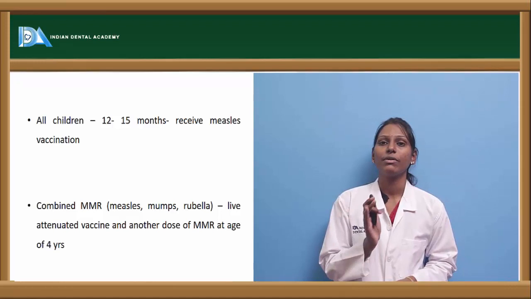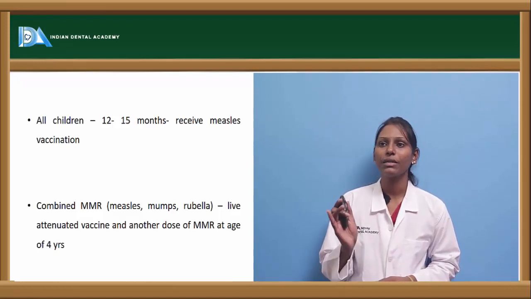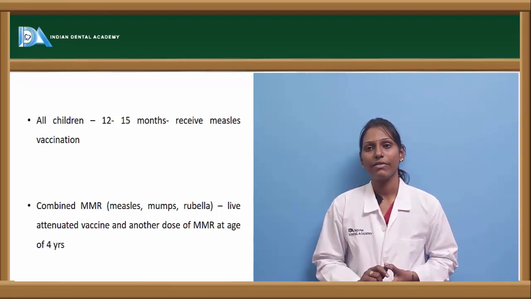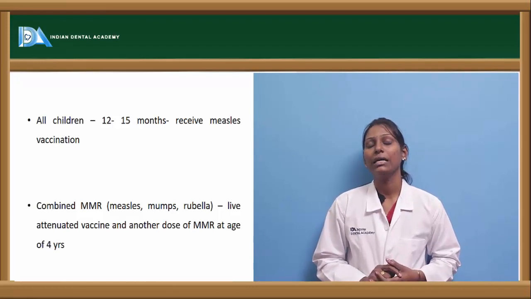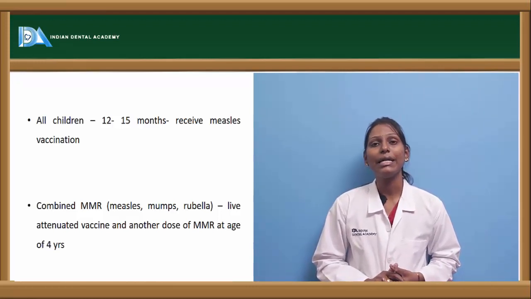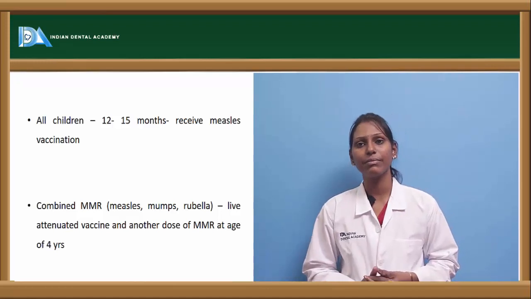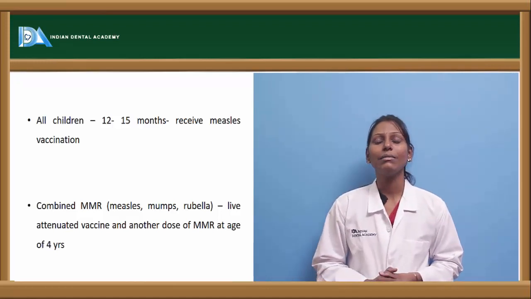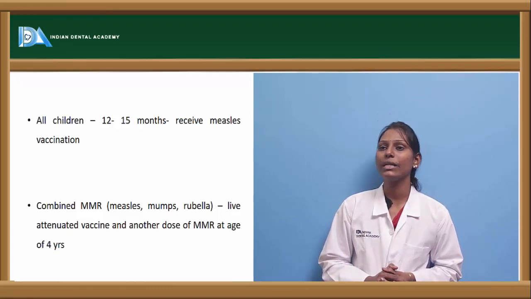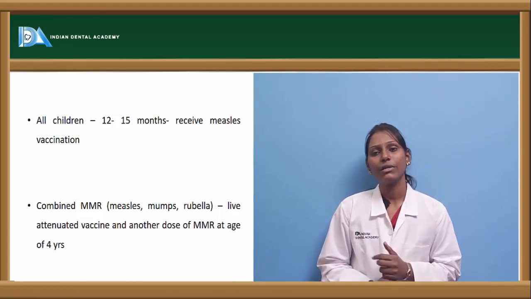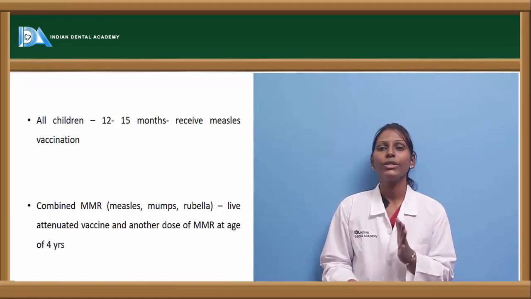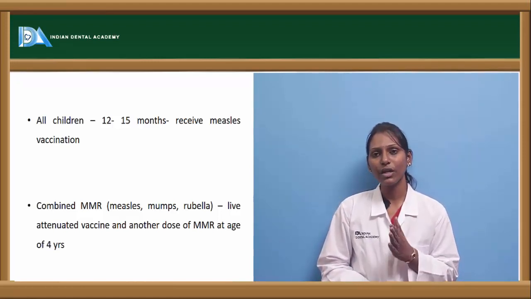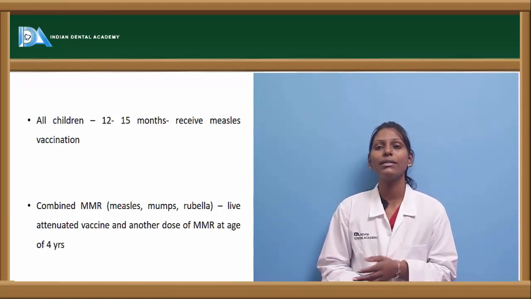All children from 12 to 15 months of age have to receive the measles vaccine. The measles vaccine has to be given to these younger children. It is a combined MMR vaccine, for mumps, measles and rubella. It is a live attenuated vaccine, usually given at 12 to 15 months of age, and a second booster dose is given at the age of 4 years. Both doses have to be taken to overcome the disease in the future.